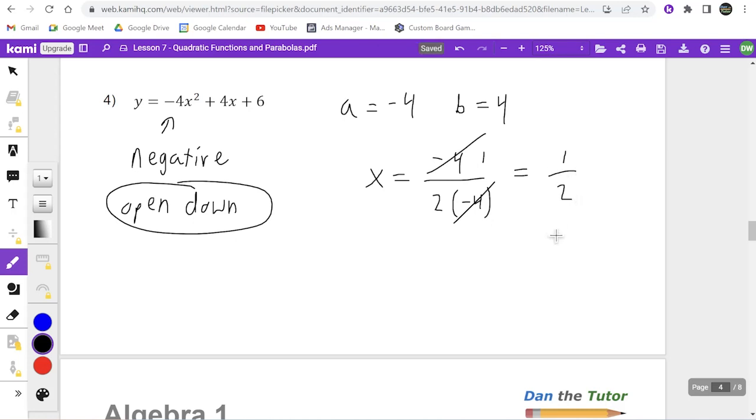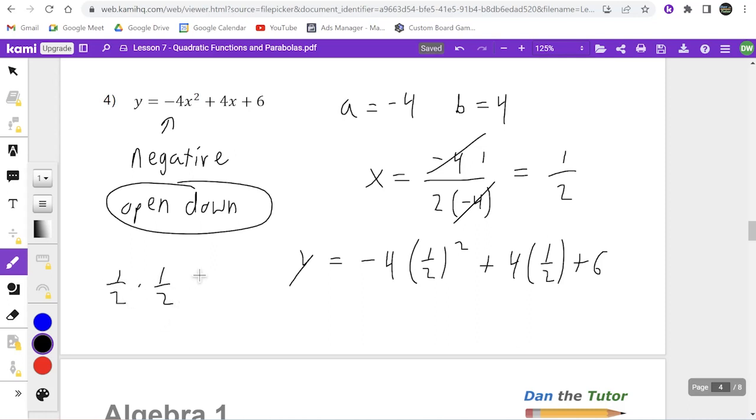X is 1/2. This is going to be annoying to apply into the formula, but that's okay because I don't shy away from a challenge. It's going to be negative 4 times 1/2 squared plus 4 times 1/2 plus 6. First thing I'm going to do is 1/2 squared. Maybe you don't know what 1/2 squared is. I'll tell you it's 1/2 times 1/2. And if you know how to do fractions, that's going to be 1/4.